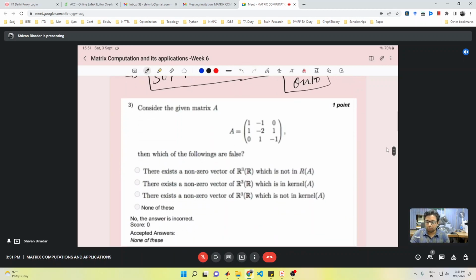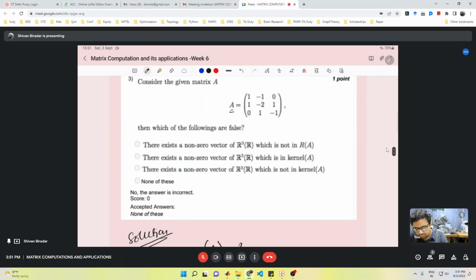So now let us jump on to the fourth question. In the fourth question, we have a matrix A, and we are told to see which of the following are false. The first argument says that there exists a non-zero vector of R3 which is not in the range space of A. There exists a non-zero vector of R3 which is in the kernel of A. There exists a non-zero vector of R3 which is not in the kernel of A. So let us see this.